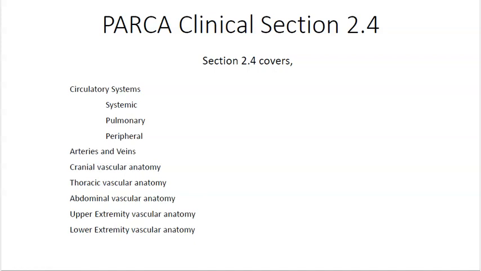This is PCCA's clinical section 2.4, and it covers the circulatory systems: the systemic circulatory system, the pulmonary circulatory system, and the peripheral circulatory system. And then it goes on to arteries and veins. And then for the next part, the cranial, thoracic, abdominal, upper and lower vascular anatomy, don't freak out in those sections. Okay, that should be the title of this video: Don't Freak Out. And you'll see why in a minute.